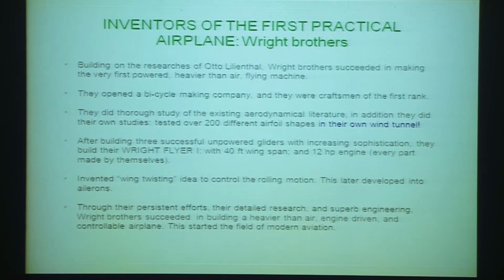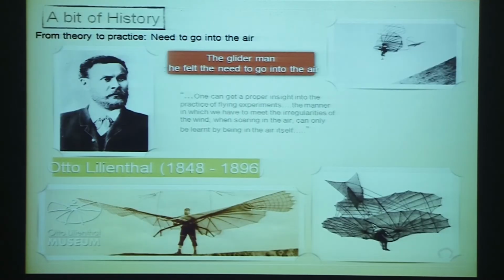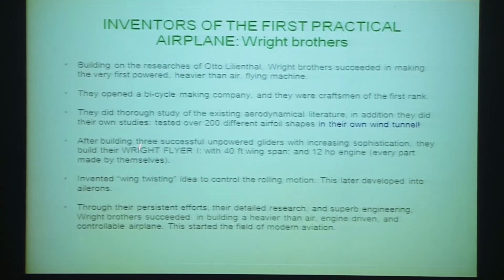They found that curved surfaces are better at generating aerodynamic lift. After building three successful unpowered gliders of increasing sophistication, they built their Wright Flyer 1 with a 40 feet wingspan and a 12 horsepower engine, every part made by themselves. So the Wright brothers' philosophy matched the philosophy of Otto Lilienthal. A general perception among the public is that the Wright brothers made a flying aeroplane, but actually they made gliders first. They trained themselves on gliders and learned how to control the glider in the air.